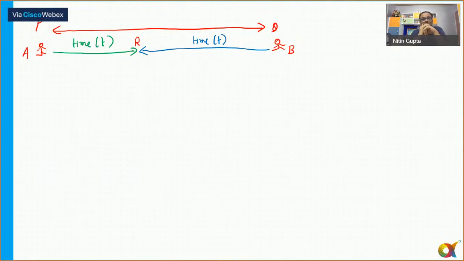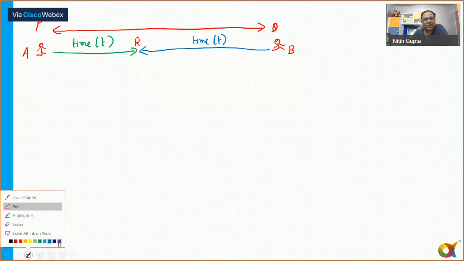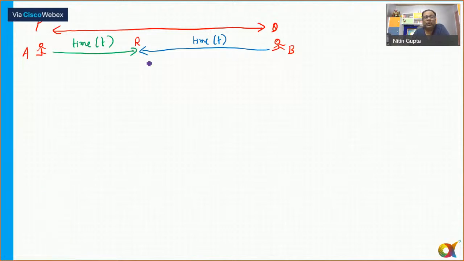So what is the speed of A? We do not know the speed of A, so let's say the speed of A is SA, and it doesn't matter what value it has, just leave it here. So A is traveling with the speed SA and B is traveling with the speed SB. They meet at point R.